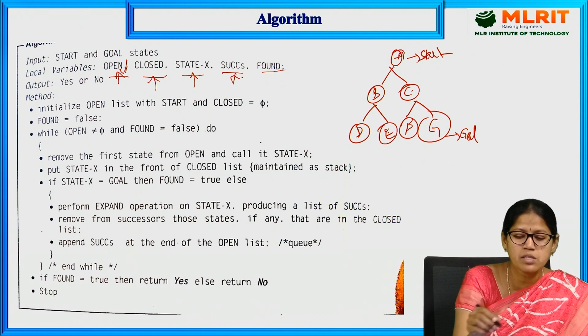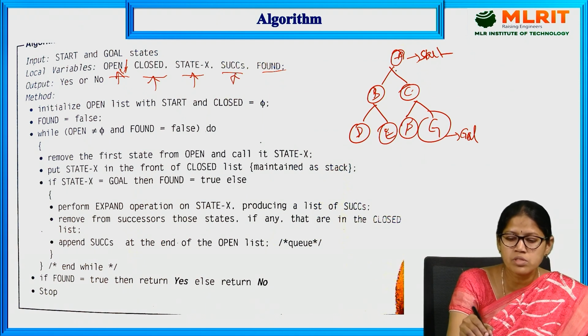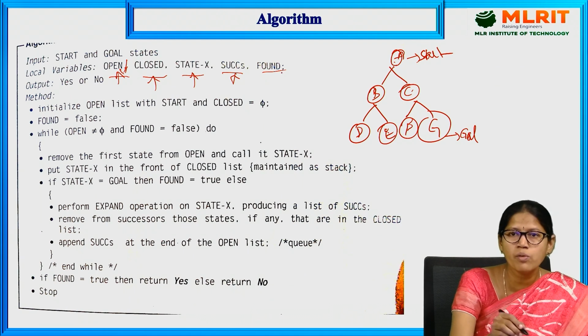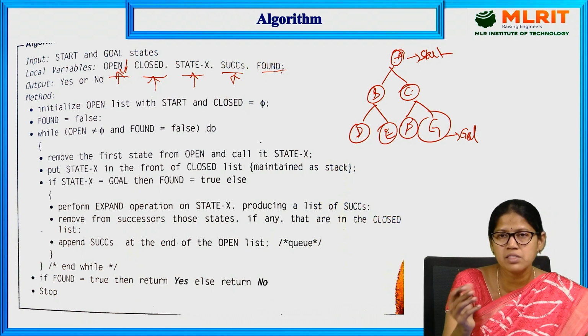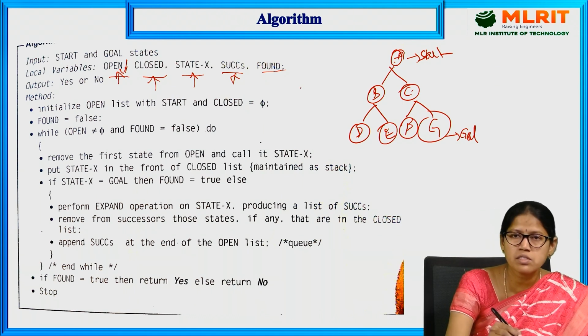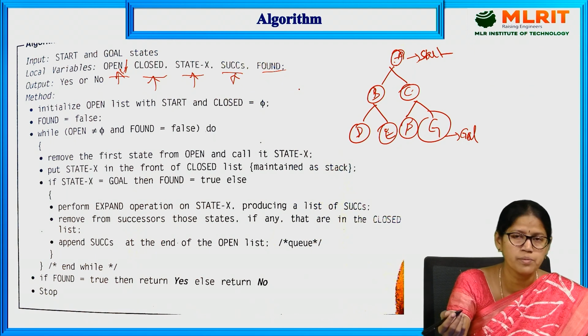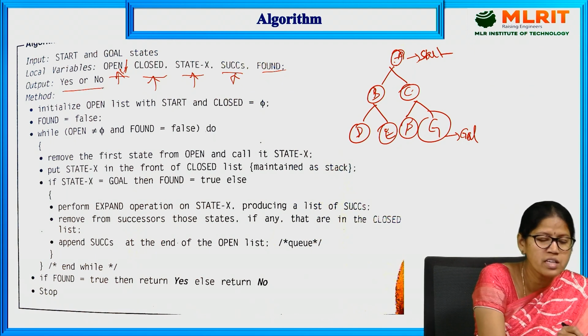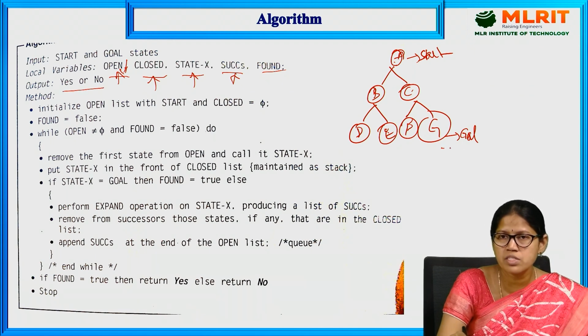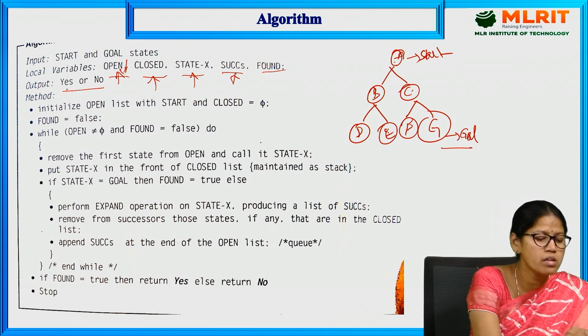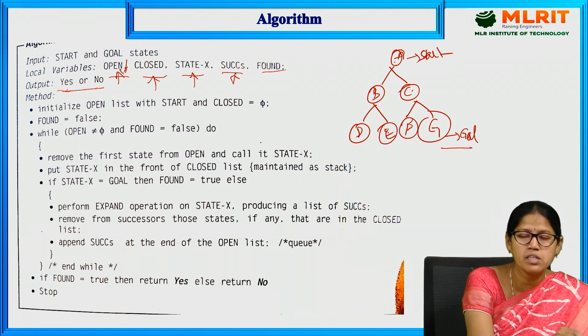Next is successor. So whenever we explore the node A, then B and C are the successors of A. Next, found is a Boolean variable. When it matches the goal node, then it returns true, otherwise it returns false. So the output is yes or no. When we reach the goal state, then it is set to yes, otherwise it is no.